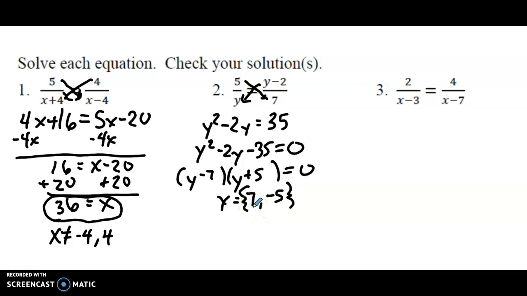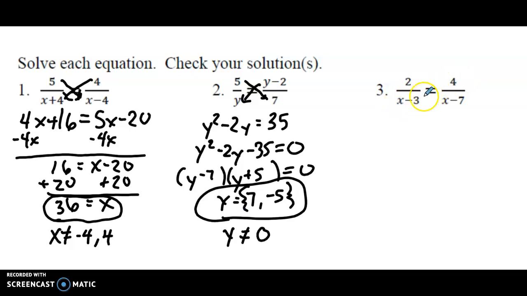Again, I've got to check my excluded values. Make sure that they are all good. First fraction, the excluded value here would be 0. It's a monomial with a variable. And my other one does not have a variable, so it does not contain an excluded value. Again, everything checks out good. Those are my answers. Let's try number 3.